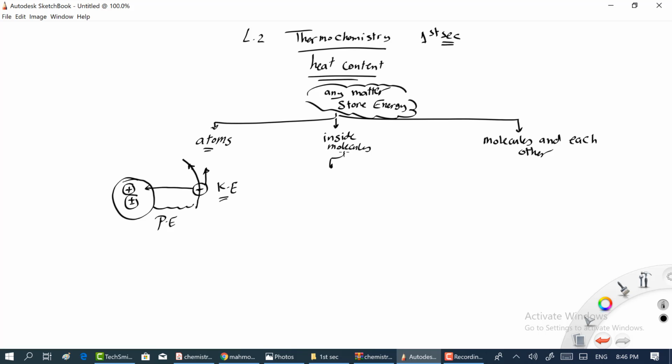If we're talking about the energy inside the molecules, we are going to talk about the bonds. We have different forms of bonds inside the molecules, like the ionic bond and the covalent bond.